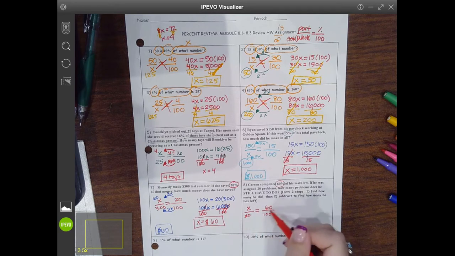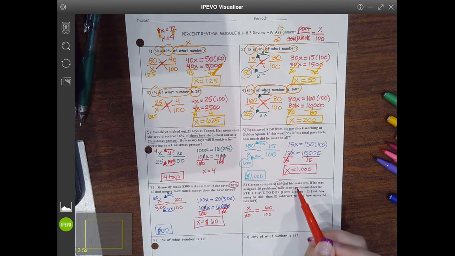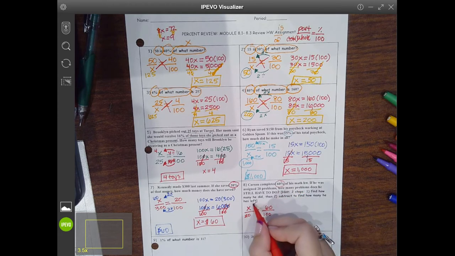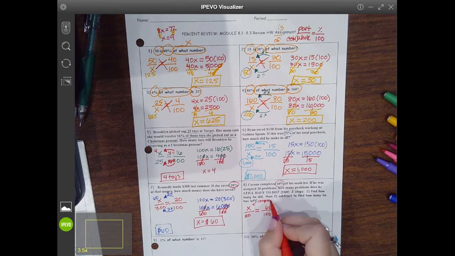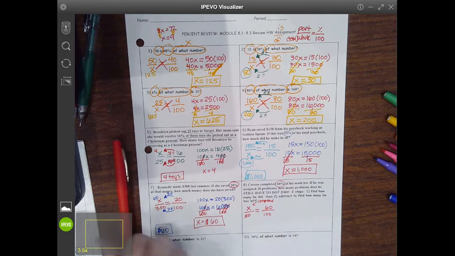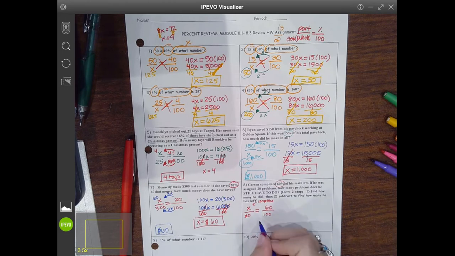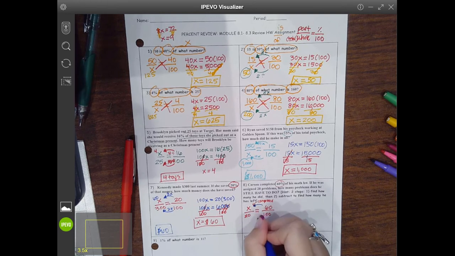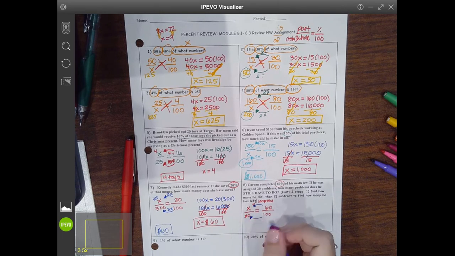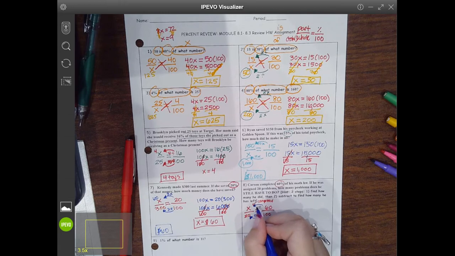Well, let's read what the percent was talking about. It says Carson completed 60% of his math homework. So this is representing how many he completed when I solve this, right? 60% is talking about how many he completed. So let's go ahead and solve that. I can go from 20 to 100. So is it 20 times 5 or 100 divided by 5? Go towards your unknown. Follow the same direction. Okay, so 100 divided by 5 gives me 20. So 60 divided by 5 is 12.